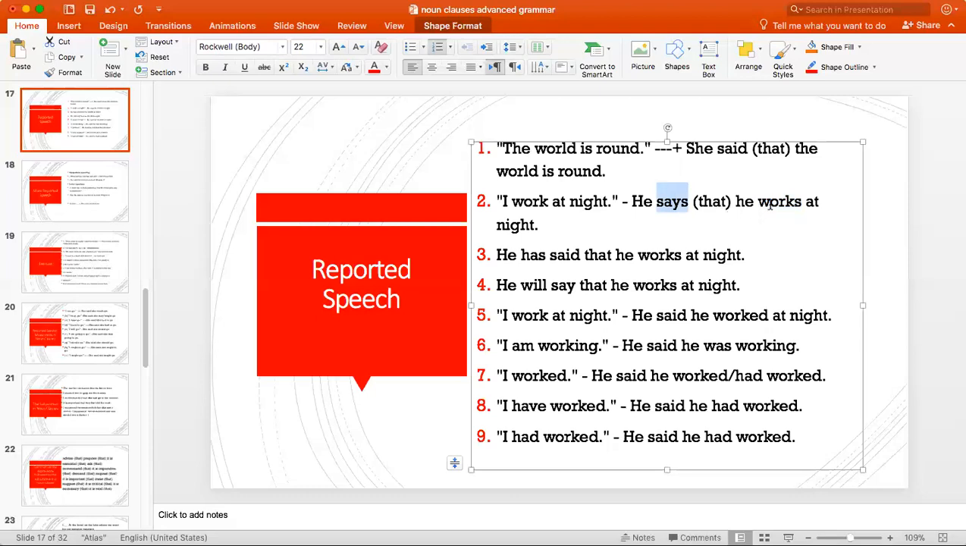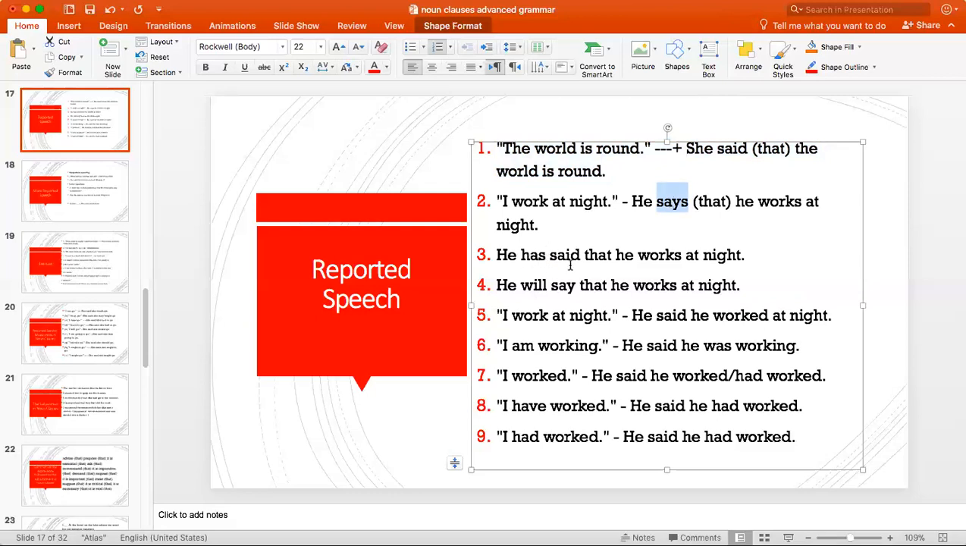In two cases, we don't change the reported speech. We just change the pronouns. Here, I became he because the speaker is a person, assuming that he's a boy, a guy. If we assume that the speaker is a woman, it should be she says she works at night. So we don't change the tense in the reported speech if it tells us a fact or if the verb we use to report this is present simple.